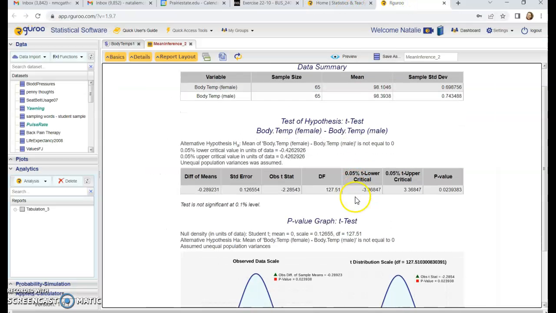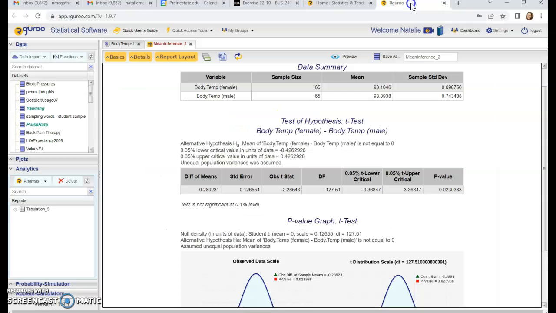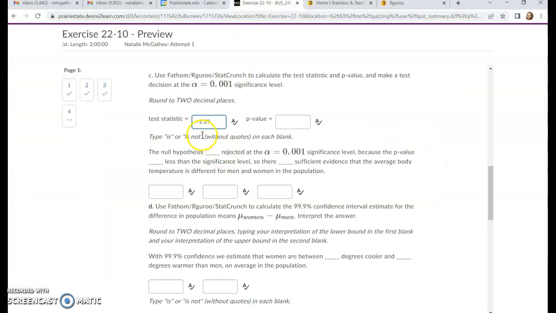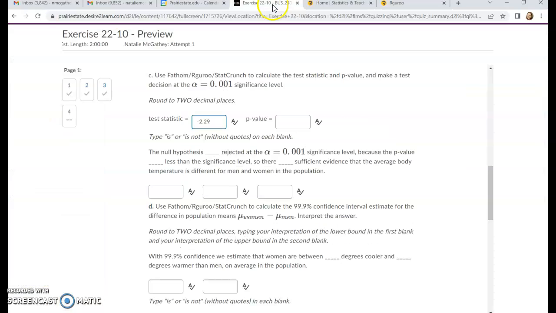So let's go down here. My test, that's the observed T-stat, is negative 2.28543. I think I have to round that to 2 places, so negative 2.29. And my p-value is 0.0239383. Let me see how many places do I need. Both of them to 2 places. So I'm going to write 0.02.